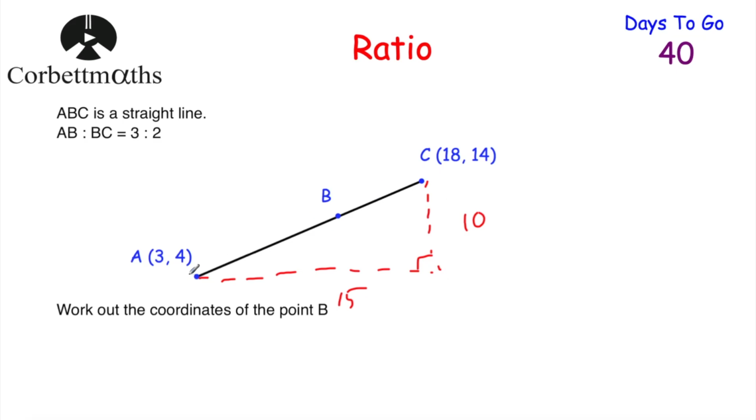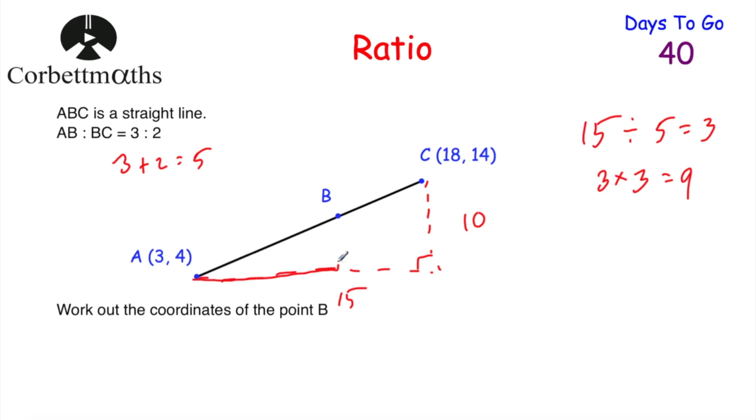Now let's figure out how we would get from A to B. If we can figure that out, we can then figure out the coordinates of the point B. Let's look at our ratio. We've got 3 to 2. If we do 3 plus 2, that's equal to 5. Now let's start off with the horizontal distance, how far we travel across. We take our 15 and divide it by 5, which is 3, and then multiply that by the A, B number in the ratio, that's 3, so 3 multiplied by 3 is equal to 9. So to get from A to B going across would be 9.